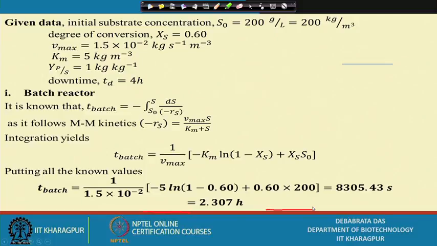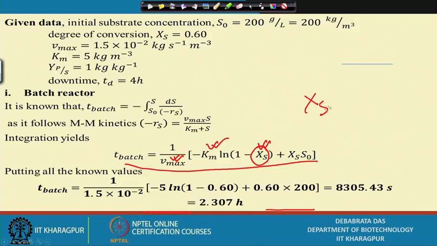Now, in the batch reactor, we have already derived this equation, am I right? Vmax value is given here, Km value is given here. I have shown you Xa. What is Xa? Xa is the fraction of substrate that is converted, S by S0. So if you put these values directly, you will get the batch time as 2.3 hours.